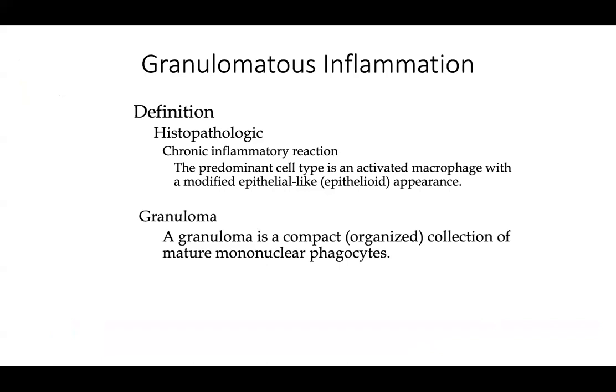So what is granulomatous inflammation? By definition, we're looking for chronic inflammation, and it's more of a reaction pattern where the predominant cell type is an activated macrophage with a modified epithelial-like or epithelioid appearance. We see granulomas, which are compact organized collections of mature mononuclear phagocytes.